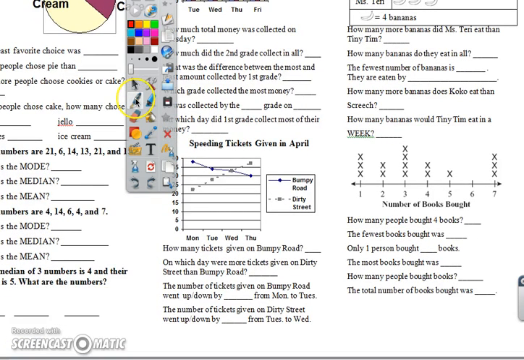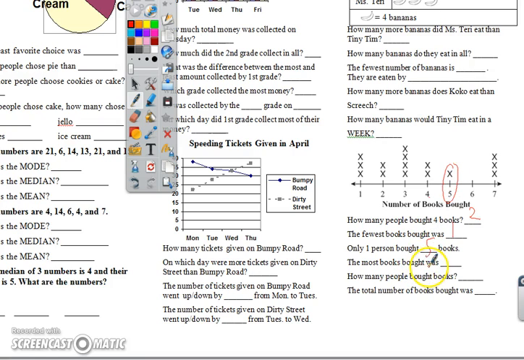And last but not least, we have the line plot. How many people bought 4 books? Notice down here, here's my 4 books. I got 2 X's. That would be 2 people. The fewest books bought was, okay, it's not this, because it's how many books did somebody buy. 1 book was the fewest and he bought. 1 person, which would mean 1X, 1 person bought 5 books.